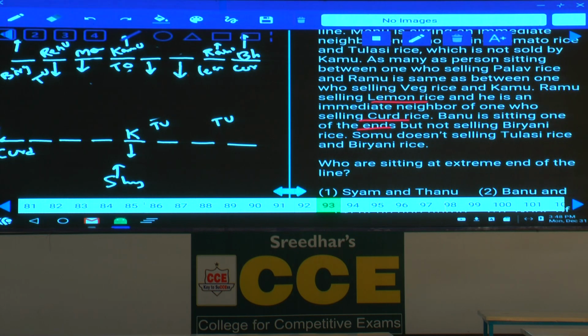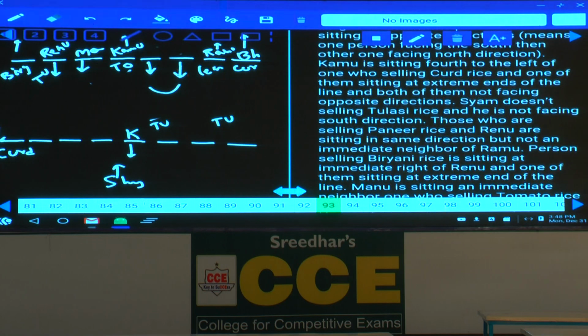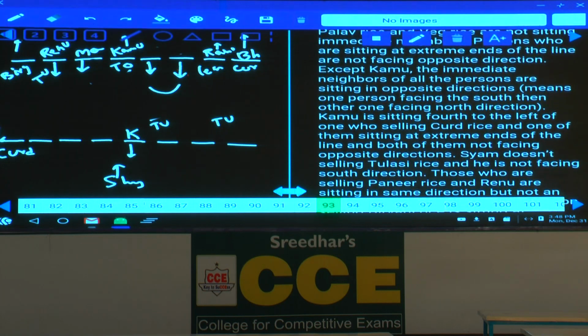Somu does not sell tulsi rice and biryani rice. Now Somu cannot be tulsi rice and biryani rice. Then biryani Somu cannot be here, and Somu must be in between these two places, either adjacent to Kamu or adjacent to this Ramu, isn't it? Then let us go through the conditions once again, because in the middle we have left most of the information here.